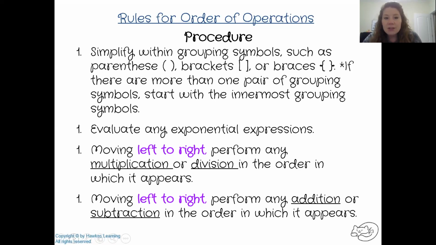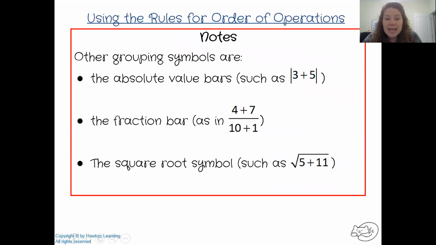So if you didn't have a calculator, you would need to remember that little saying, please excuse my dear Aunt Sally, which tells you to always do parentheses first, then exponents, then multiply and divide in order from left to right. And the last thing you do is add and subtract.